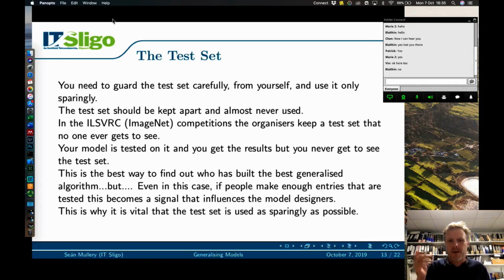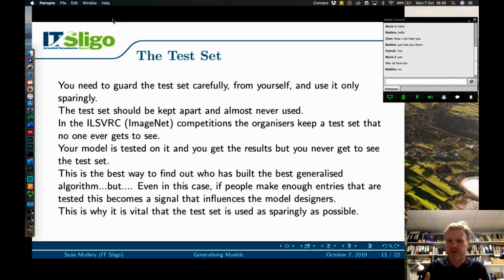Well, this may be the best way to find out who has built the best generalized algorithm. But even in this case, if people make enough entries, or indeed when, let's say, I decide I'm going to build a new model that's going to compete on the ImageNet competition, well, what am I going to do?